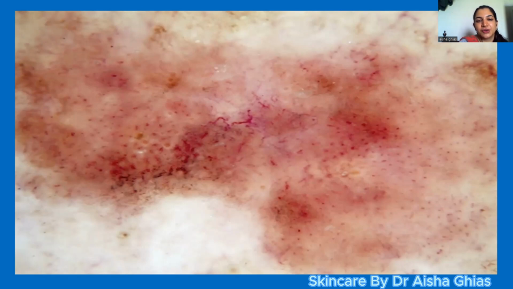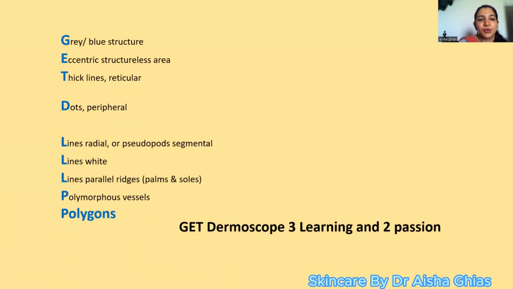So first of all, we should learn dermoscopy in the skin of color, ताकि हमें colors नजर आए, हम structures को पहचान सकें, patterns को पहचान सकें, और जब हमें ये सारी चीजें आ जाएं, तो obviously we should also learn dermoscopy in wider races. So this was a case of malignancy with polymorphous vessels. Last clue is a polygon.